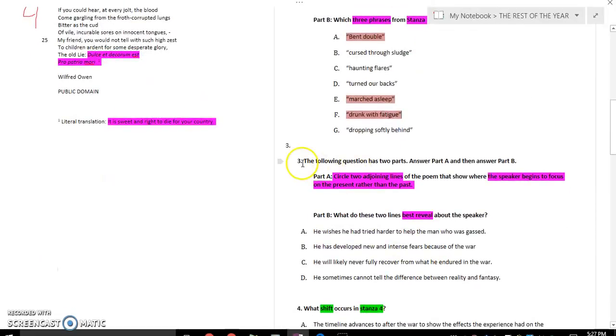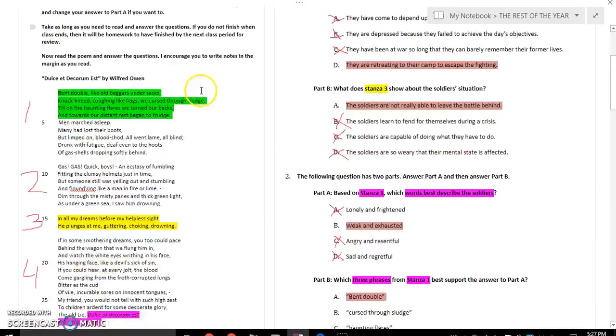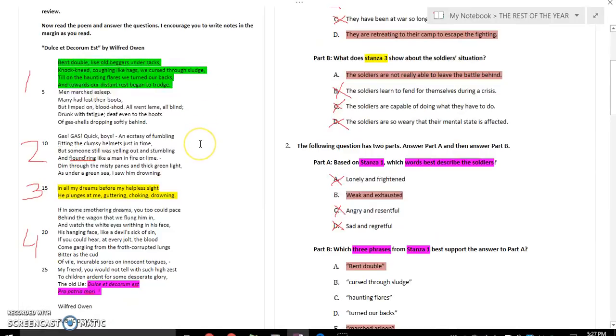Okay, number 3. The following question has 2 parts. Answer part A and then part B. Alright, so circle 2 lines of the poem that show where the speaker begins to focus on the present rather than the past. So we're going to look. So past tense, we have words ending in ed. So marched asleep, that's the past. In ecstasy, but someone was yelling out, so that's still the past.